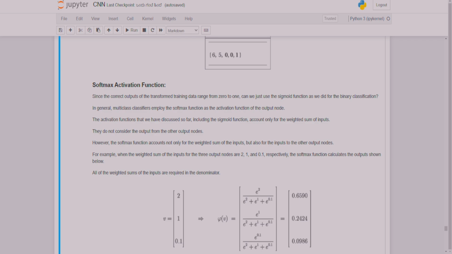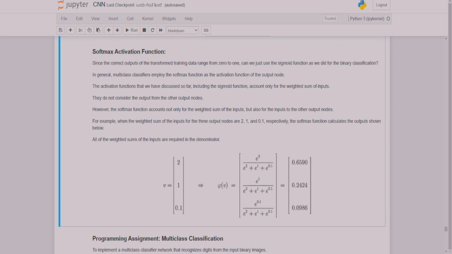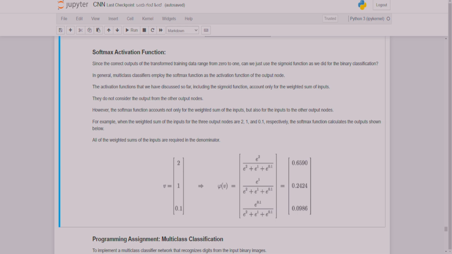Okay, so how is it going to be done? Let's consider that three neurons are generating partial outputs of 2, 1, and 0.1. What do we do if we are using the sigmoid function? 1 divided by 1 plus e to the minus 2. 1 divided by 1 plus e to the minus 1. Next, 1 divided by 1 plus e to the power minus 0.1. That's all, right? You are not considering the others.